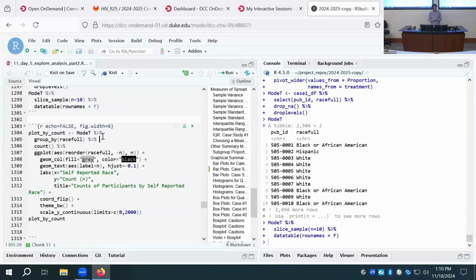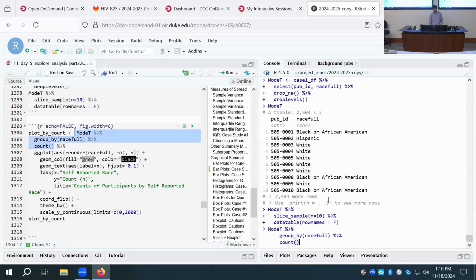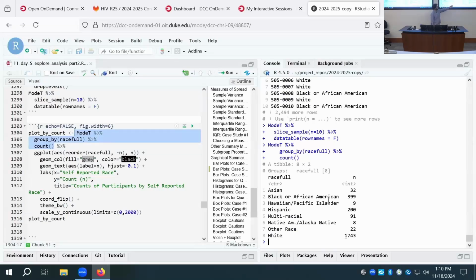To do a bar plot, you first have to summarize and count how much information there is in each of those races, because you pass that count information to a bar plot. So we go group by race, and then count. This gives us a breakdown of the self-reported race and ethnicity by each group. We can see we have 32 individuals who identified as Asian, 399 who identified as Black or African American, 9 as Hawaiian or Pacific Islander, and so on.